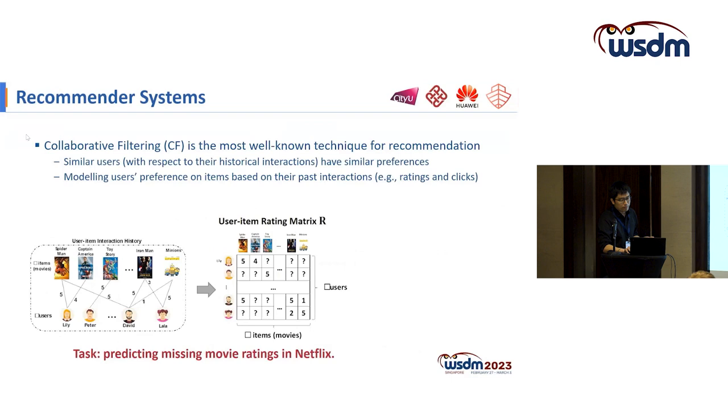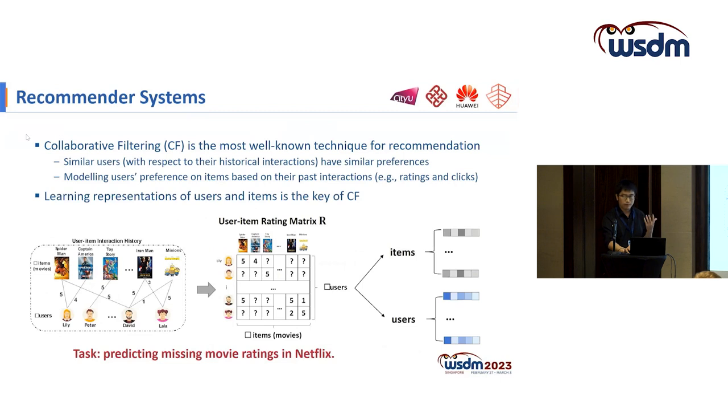Collaborative filtering is the most well-known tactic for recommendation models. And the basic assumption is that similar users tend to have similar preferences on the same target item. And matrix factorization is one of the most widely used collaborative filtering techniques. For this kind of method, the main objective is that we try to learn some representations of the users and items to approximate the observed user-item interaction matrix. So for this type of method, the most important part is to learn good representations of the users and items.